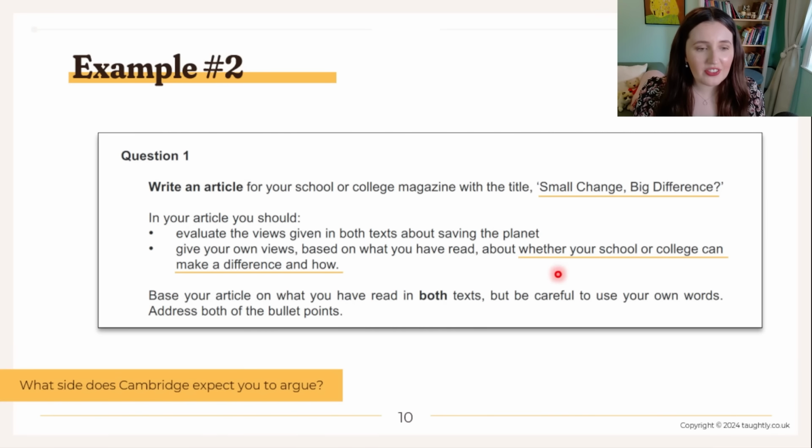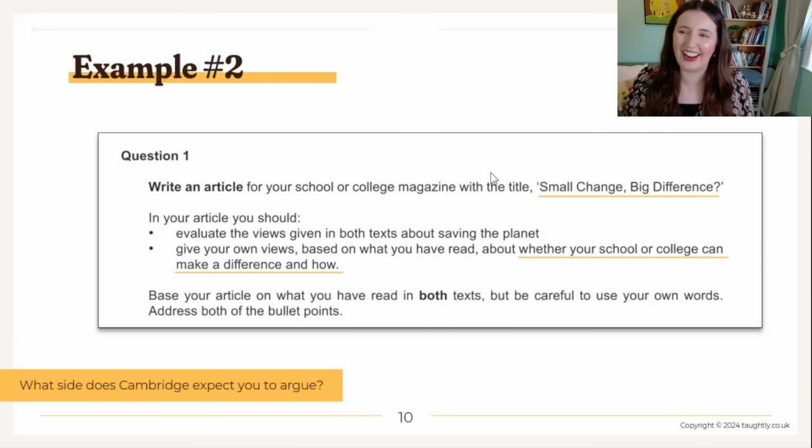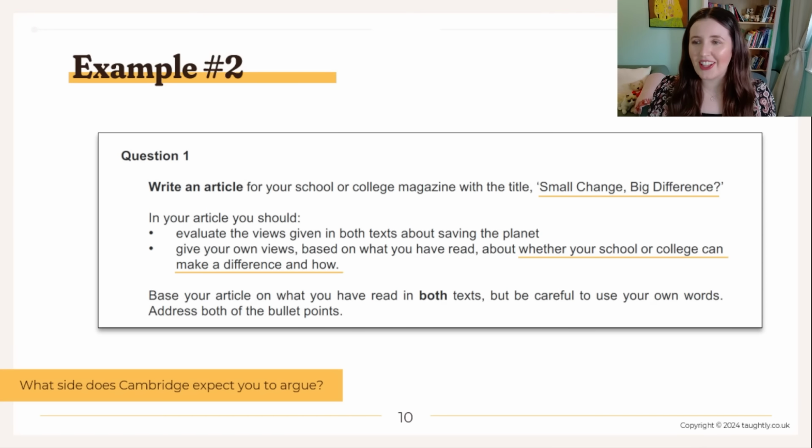And also the phrase whether your school or college can make a difference and how. Well, I doubt that Cambridge are going to want you to say schools and colleges can make absolutely no difference whatsoever, so we should all give up and have plastic bottles and just wait for the end of the world to come, right? So they want you to have a more hopeful, optimistic perspective.